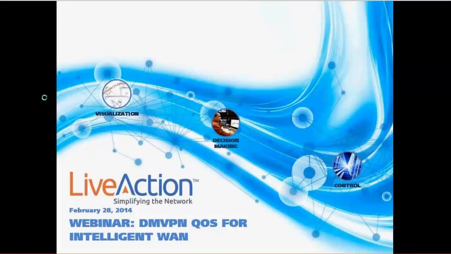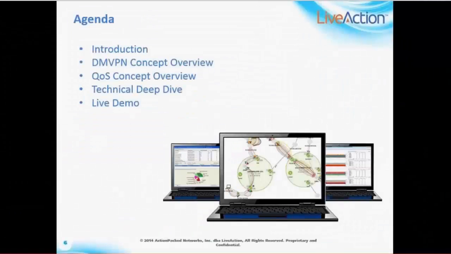Today's webinar is on DMVPN QoS for Intelligent WAN. I am Clark Zeller and I'm a sales engineer with LiveAction, and I will be the moderator for today. The agenda that we're going to follow is we're going to begin with a brief introduction. We'll then have a DMVPN concept review, followed by QoS concept review. We're then going to have a very technical deep dive into both DMVPN as well as QoS technologies. Throughout our deep dive, we're going to have several live demonstrations of the actual DMVPN network and see how to both configure as well as confirm and validate your QoS policies.